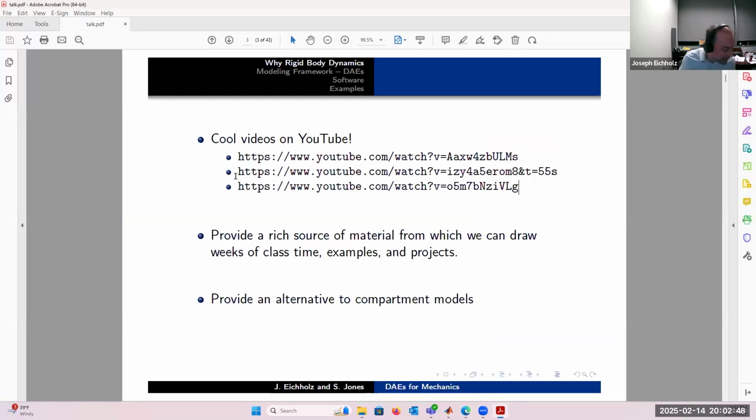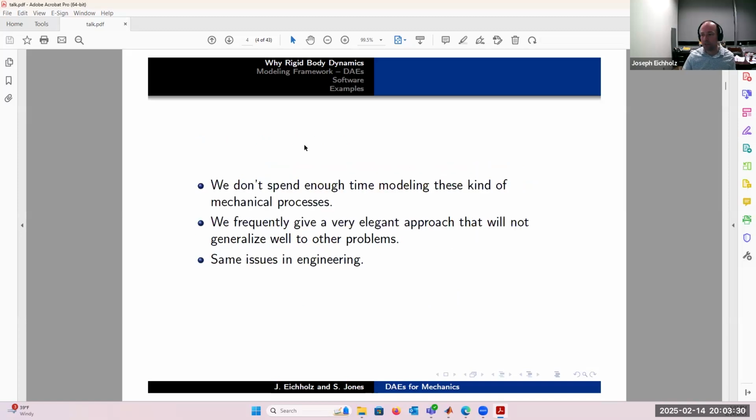I was thinking, wouldn't this be cool if we could model it in an undergraduate systems of ODEs class? If we could do that, we'd have all kinds of material for projects and examples, and it would provide a nice alternative to compartment models. I don't have anything against compartment models, but so many of the projects I see in an undergraduate systems of ODEs class are compartment models. I'm more interested in mechanical things, so I wanted to introduce this kind of modeling into an undergraduate ODE course.